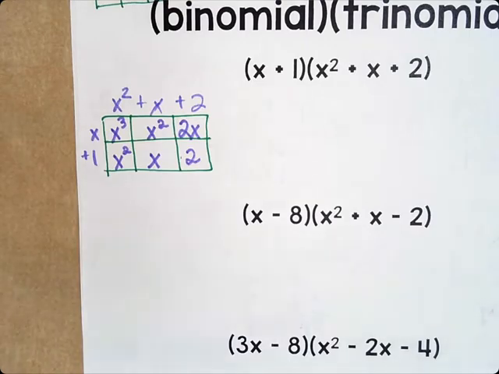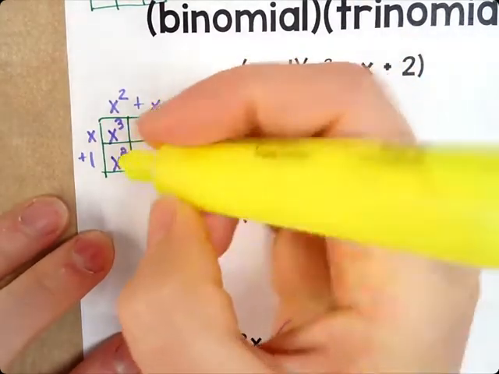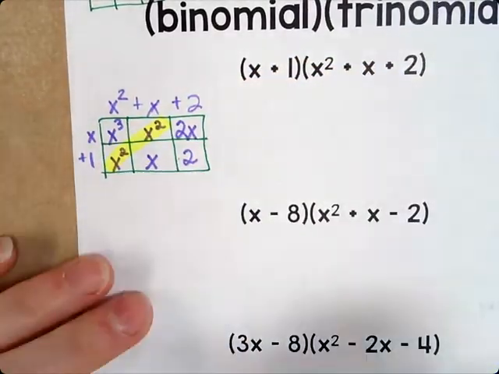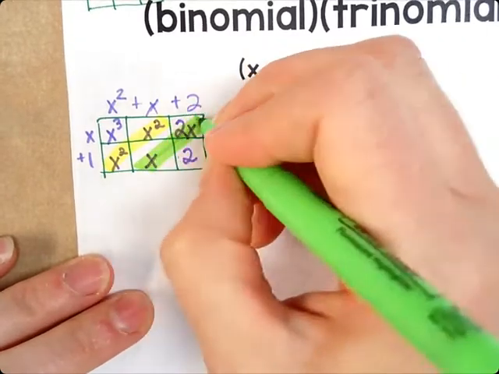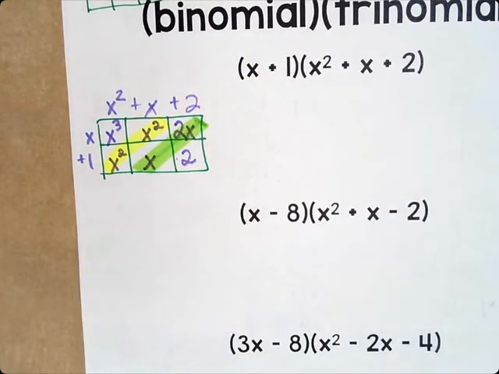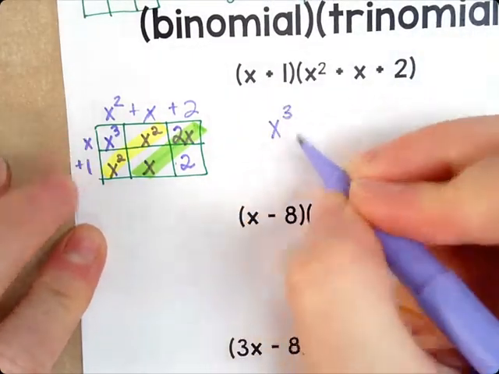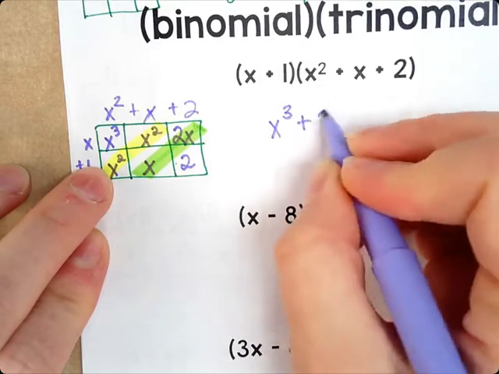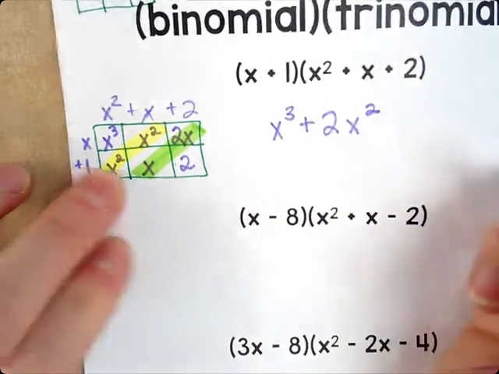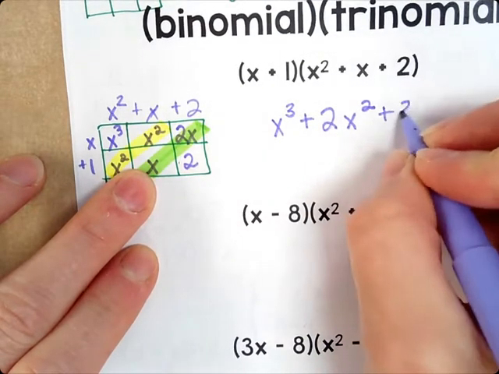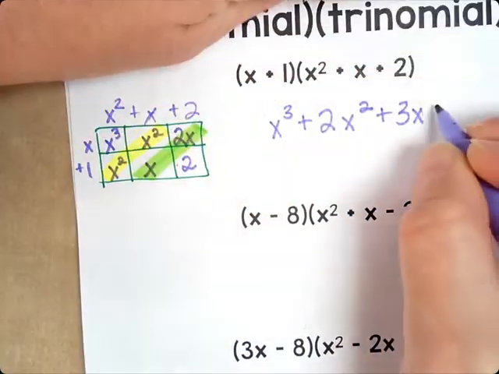And then we need to see if we can combine like terms. Usually they're on the diagonal that you can combine like terms if you can. I like to use a highlighter, or sometimes I just circle it. You can do it either way. So it'd be x cubed, and then we have x squared and x squared, making that 2x squared. X and 2x, 3x, plus 2.